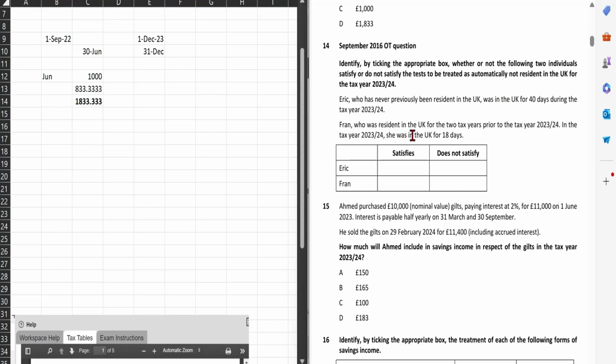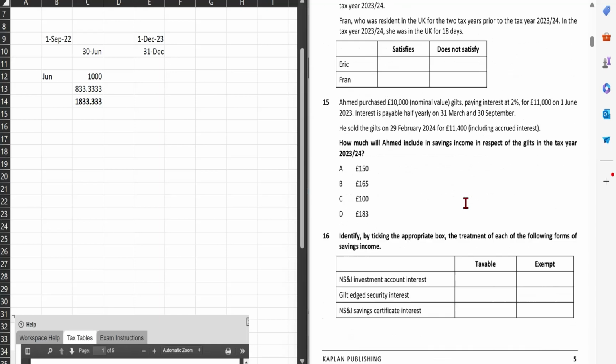Fiona was resident in the UK for the last two tax years prior to the tax year 2024. In the tax year 2024, she was in the UK for 18 days. In case of previously being a resident, individuals must live for less than 16 days, but she lived for 18 days, more than 16 days, so it will not satisfy the condition.